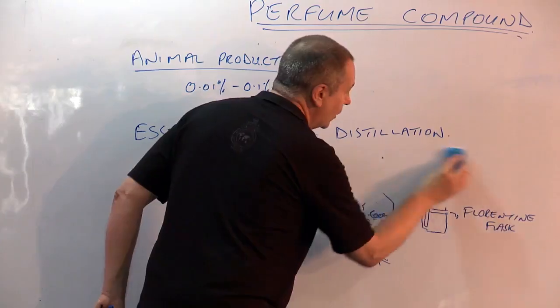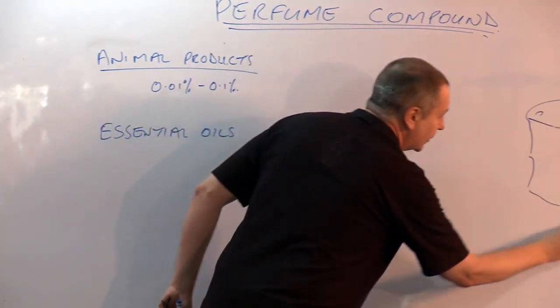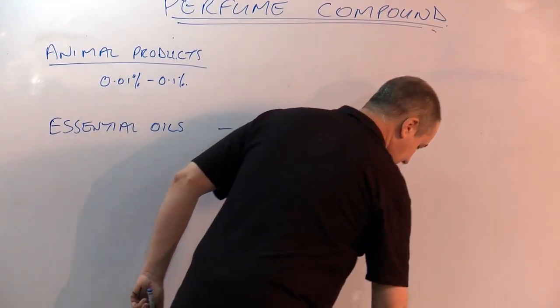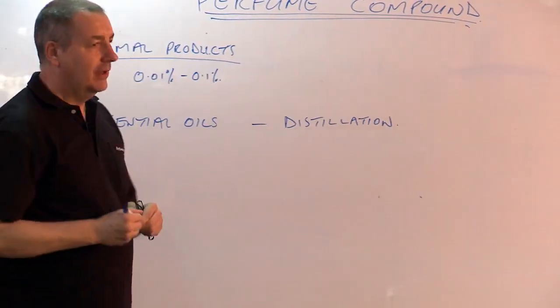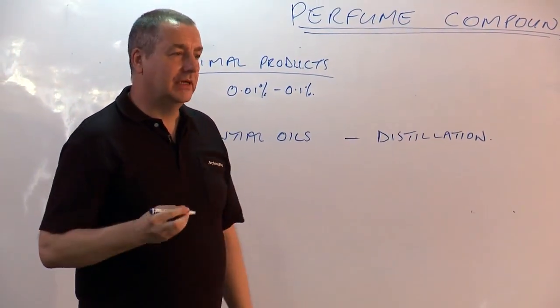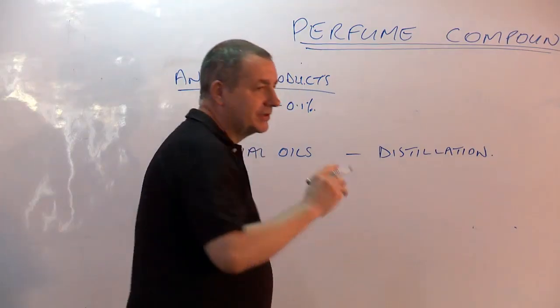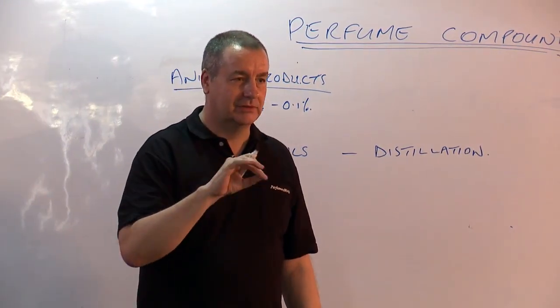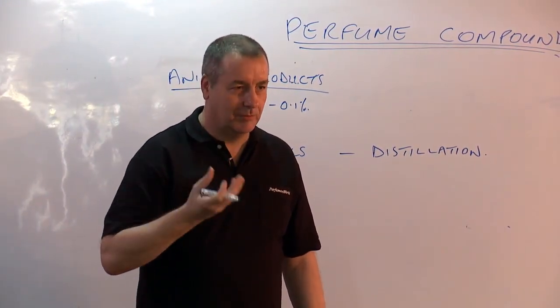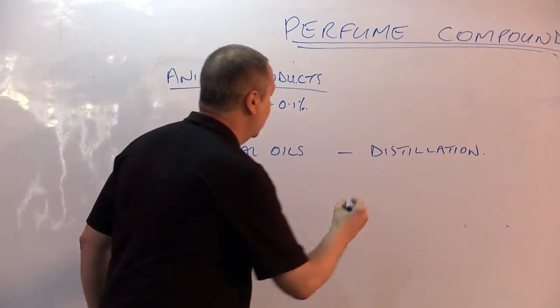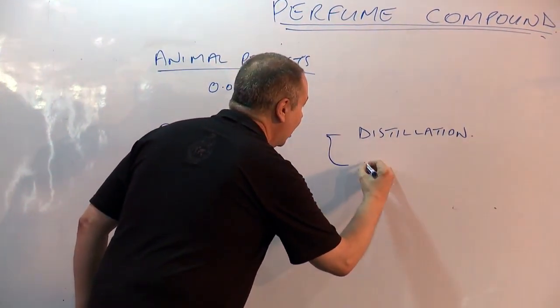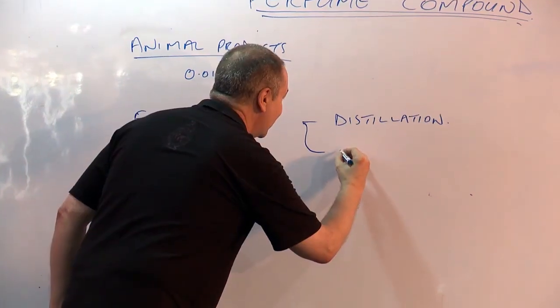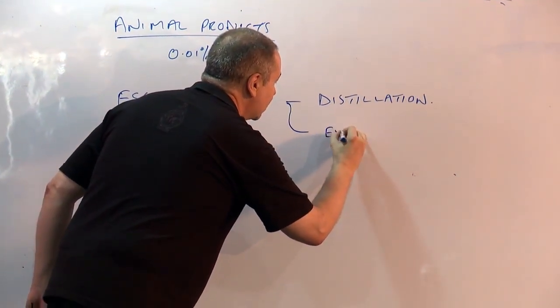Essential oils are produced by distillation, and there's a second group of essential oils. This is from Stefan Arctander, a very famous perfume book writer, who actually wrote down a definition for essential oils. The other method is expression, and this is specifically for citrus fruits.